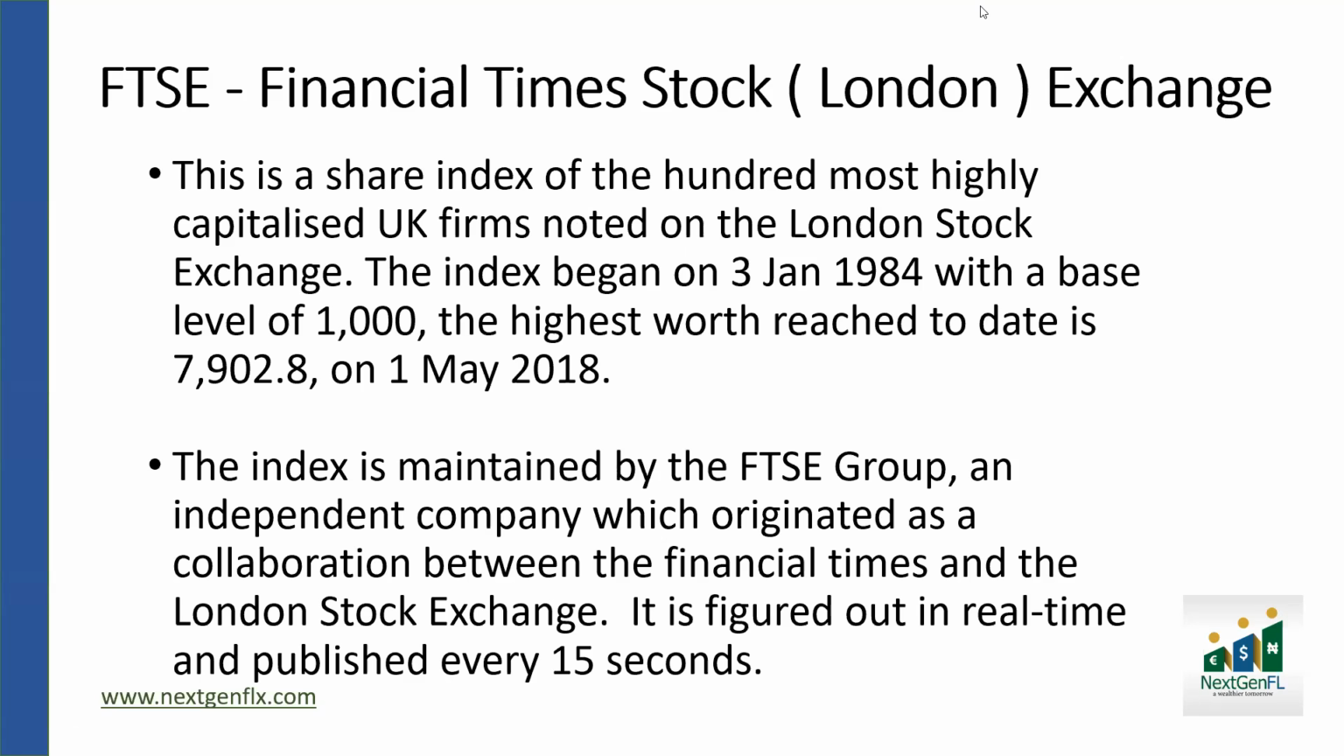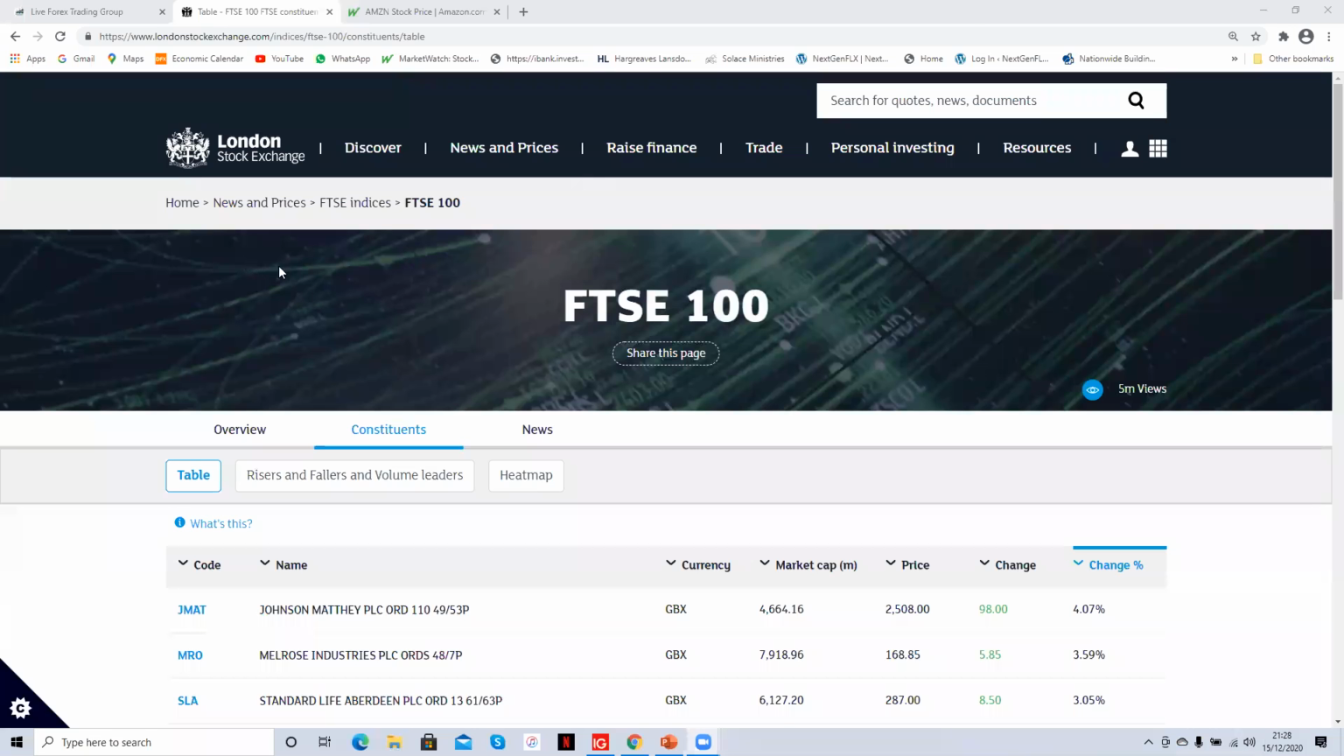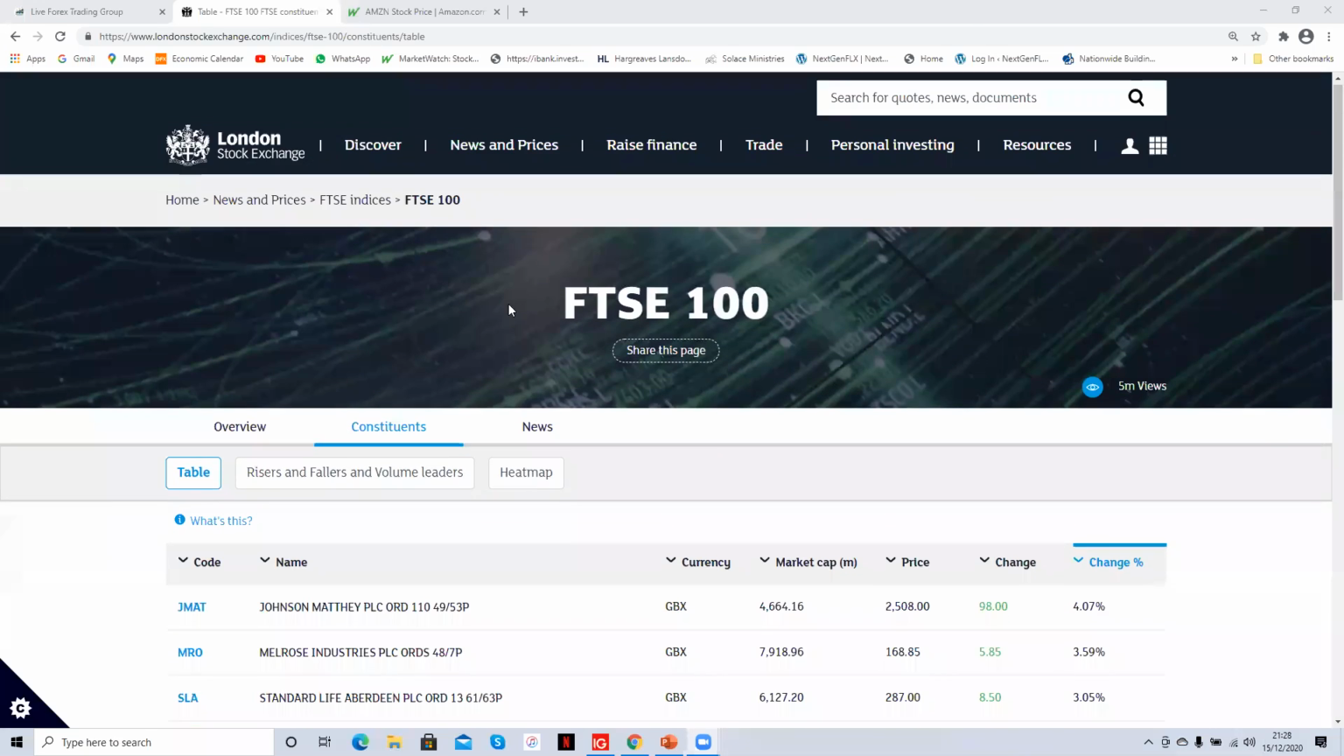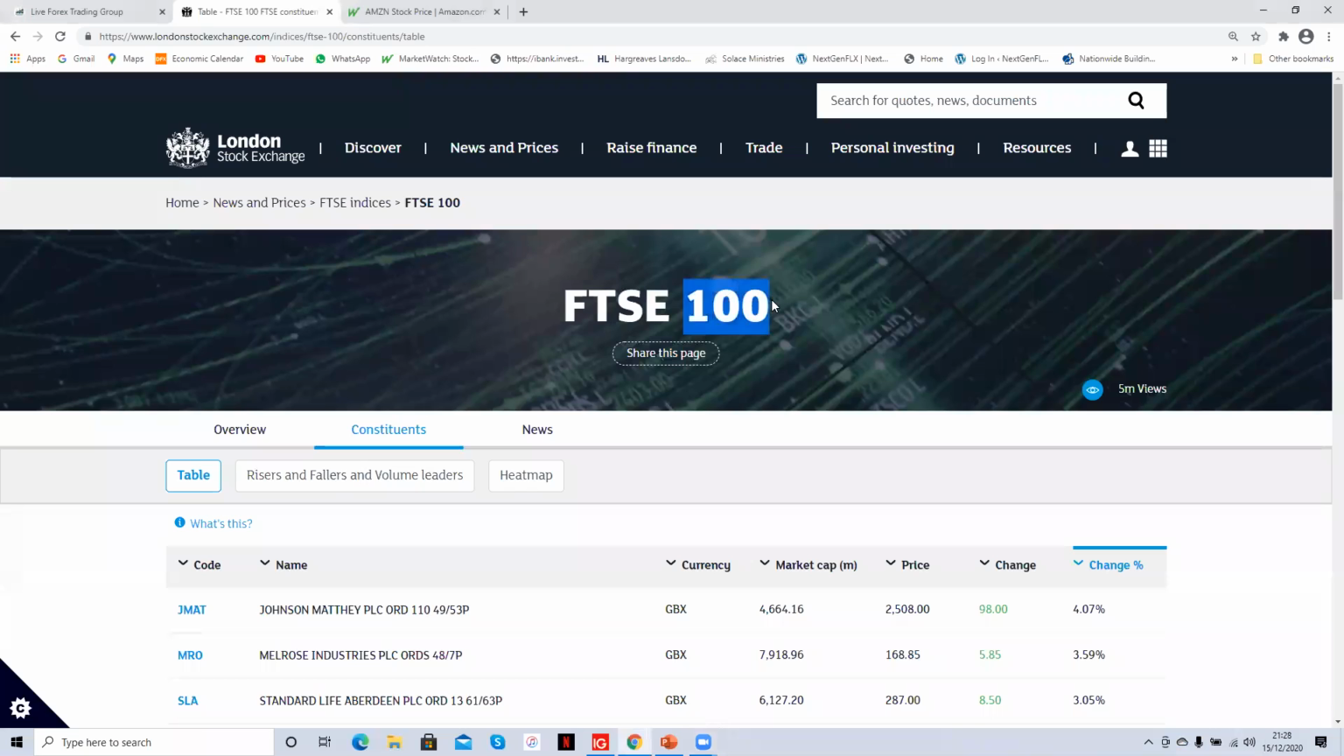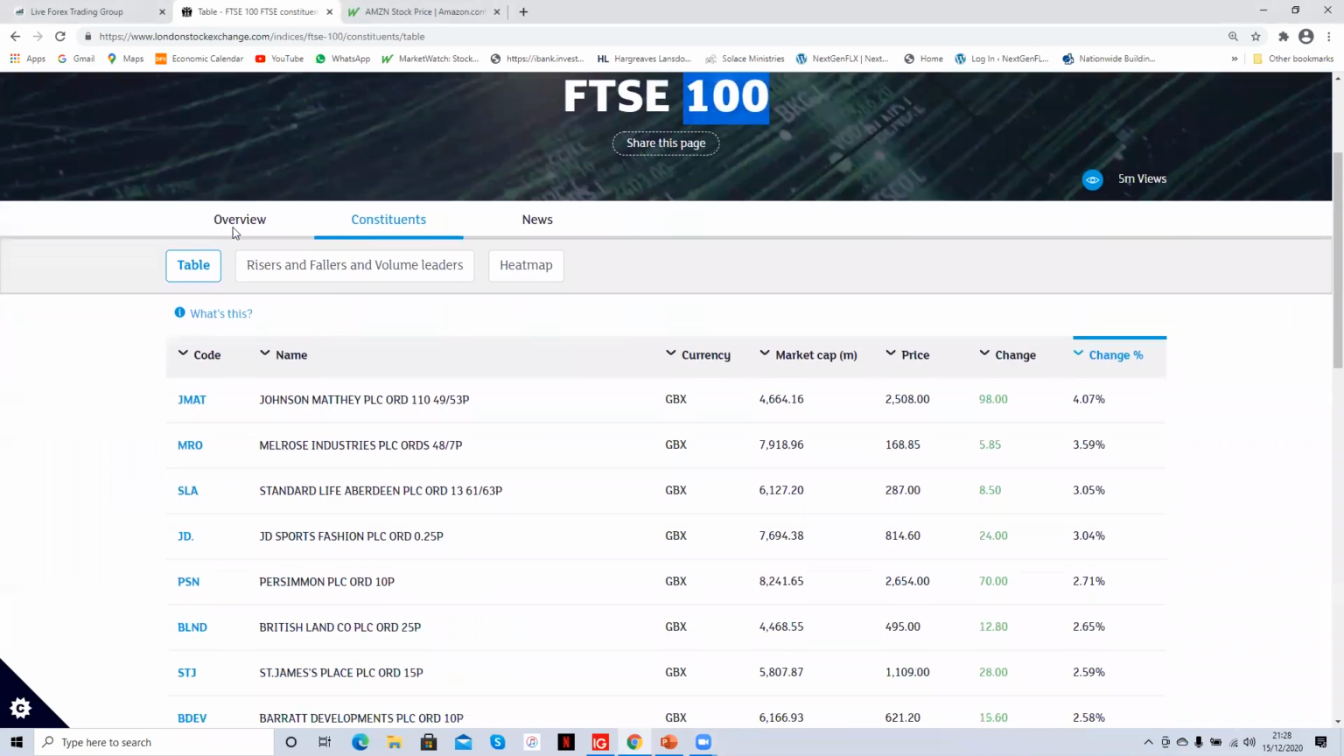If you're trading the S&P 500, you need to know which are these top 500 companies listed on the US stock market. And of course, if you're trading the FTSE, which is the example here, you need to know which are these top 100 companies, because if something is happening to them, they would have an effect on the value of the FTSE and whether the FTSE goes up in value or falls. So if you want to trade the FTSE, you need to know which are these top 100 companies.